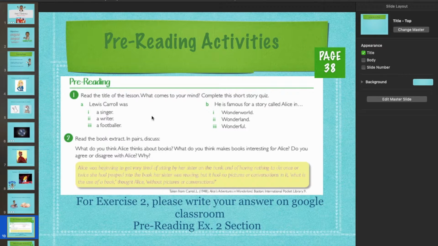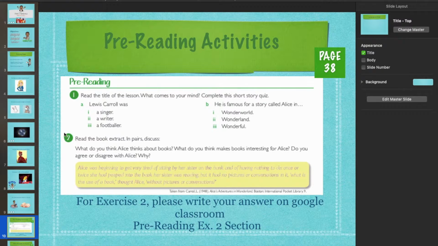Okay, so we have question A: Lewis Carroll was a singer, a writer, or a footballer. And question B: he's famous for a story called Alice in Wonderworld, Wonderland, or Wonderful. So please just take 30 seconds to answer these 2 questions in your textbook, okay? Exercise 1 in your textbook. Este de aquí en el libro.